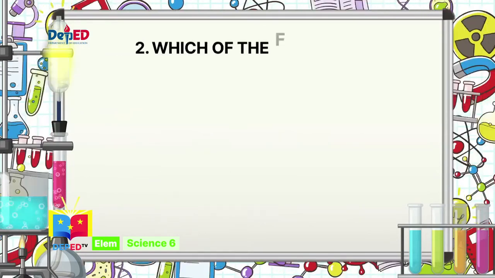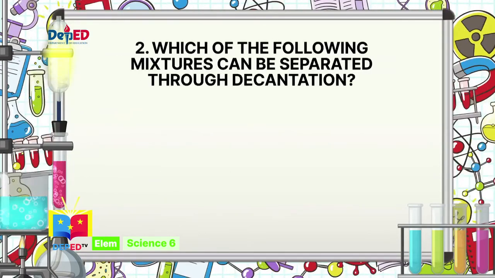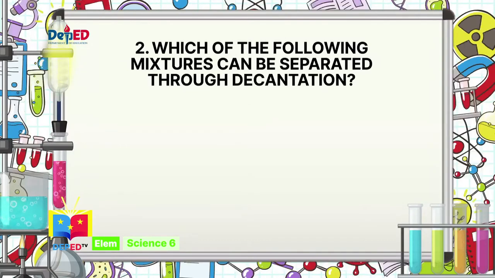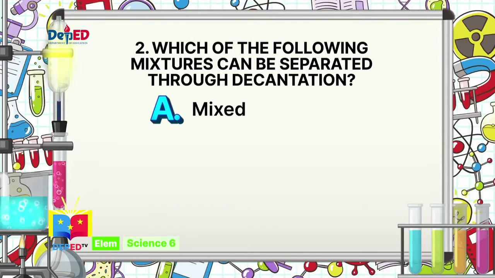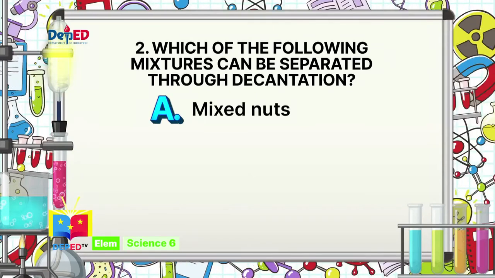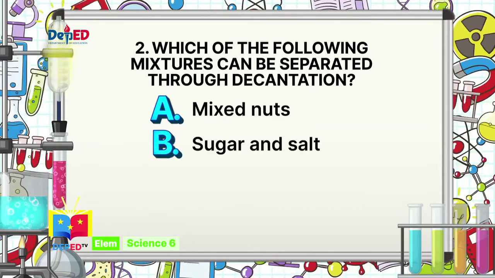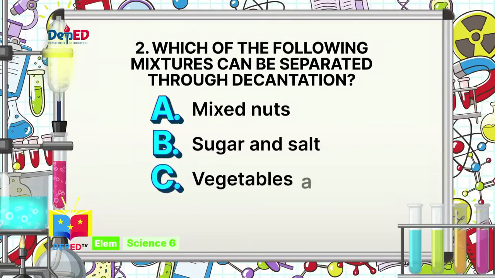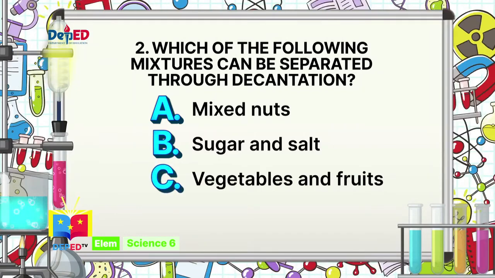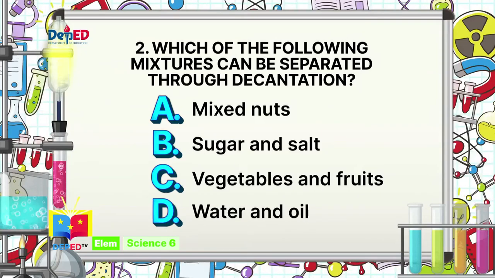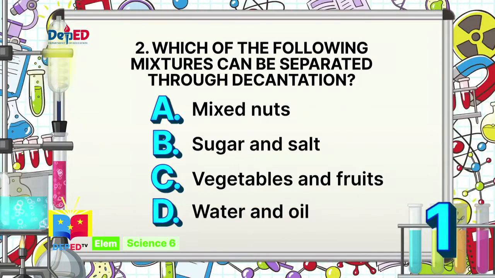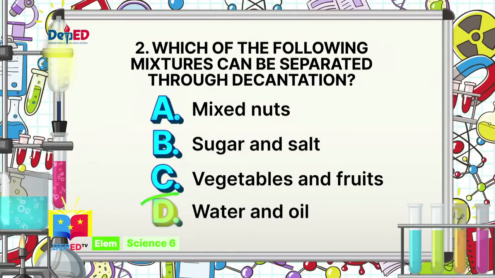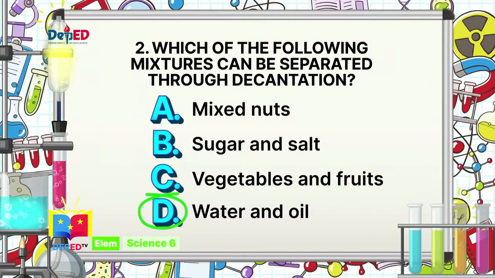Decantation. Number 2. Which of the following mixtures can be separated through decantation? A. Mixed nuts. B. Sugar and salt. C. Vegetables and fruits. D. Water and oil. The correct answer is D. Water and oil.